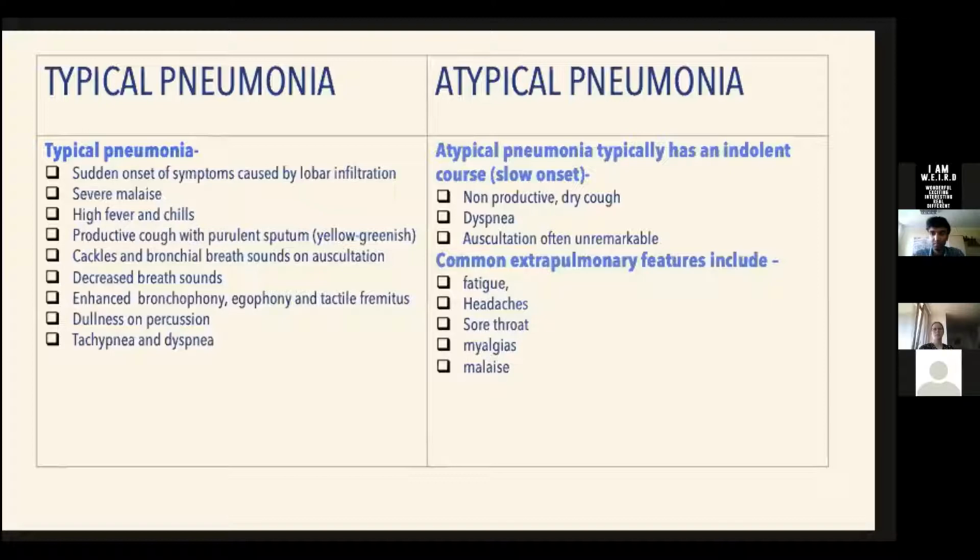Typical pneumonia would have features like a sudden onset of symptoms. This is caused by lobar infiltration. There will be severe malaise, high fever, chills, productive cough, purulent sputum, and the breath findings we discussed before: decreased breath sounds, dullness on percussion, tachypnea and dyspnea. In atypical pneumonia, it has a slow onset and would provide a dry cough, dyspnea, but the auscultation would often be unremarkable. The common extrapulmonary features would be fatigue, headaches, sore throats, myalgias, malaise, etc.